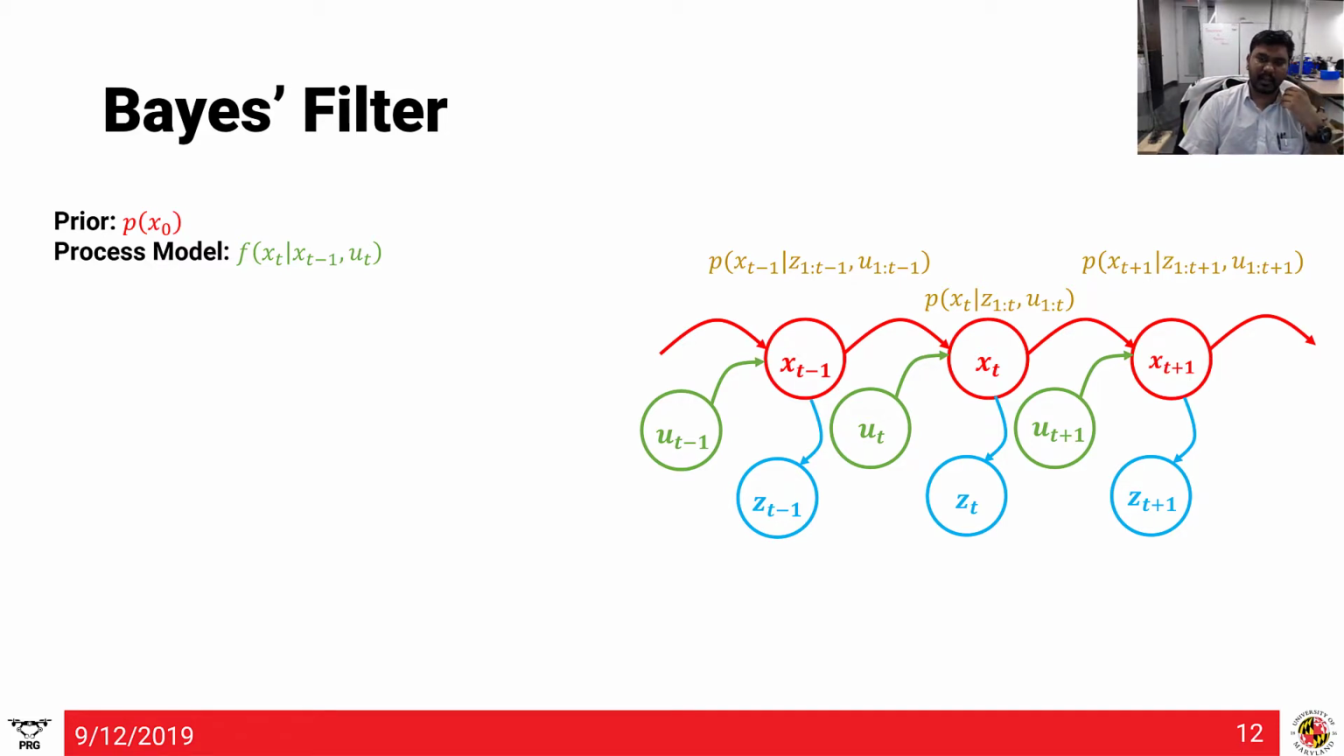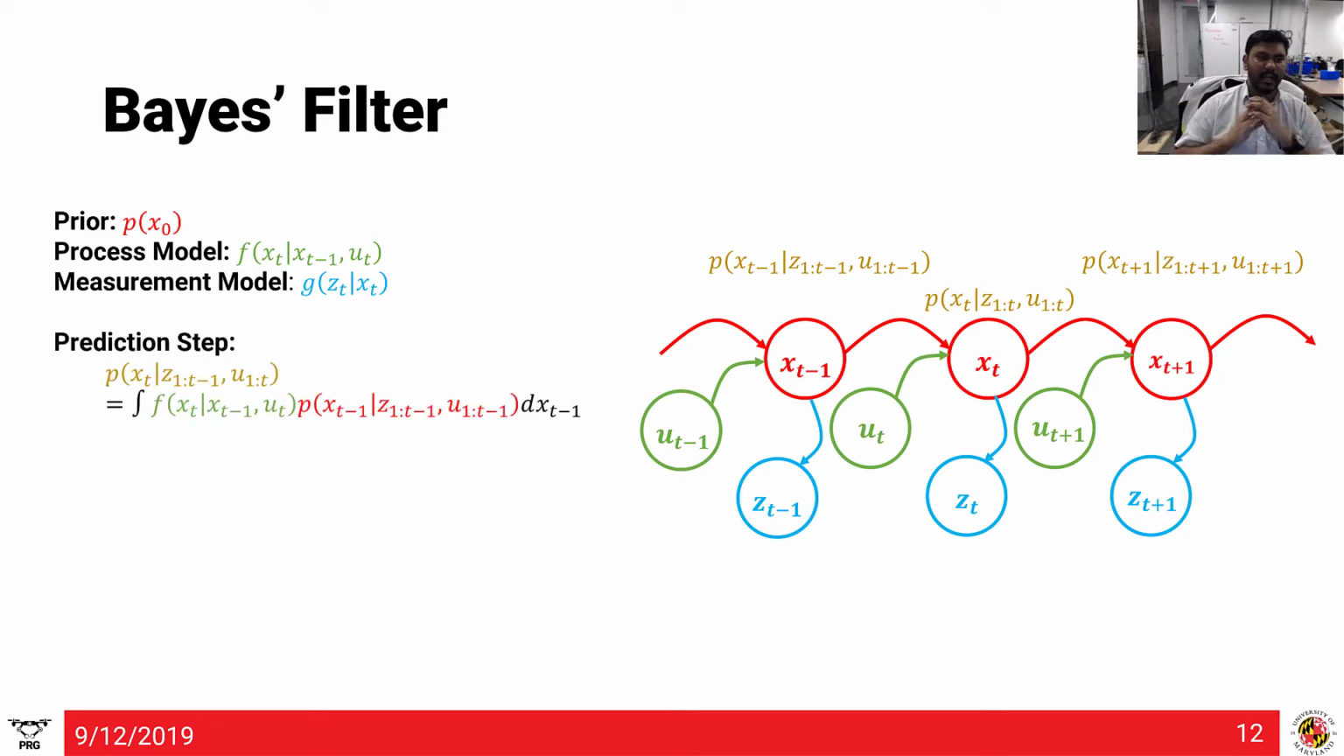And you have a process model, which is given by this function f, which says given my previous state and my current input, what is the next state going to look like, right? So this could be as simple as assuming a constant velocity model for our case, and given the motor speeds, you have an acceleration, so you can do simple Newtonian physics, right? Then you have the measurement model, which is this function g, that is g of zt given xt, that is, what is the probability of my observation given my current state?